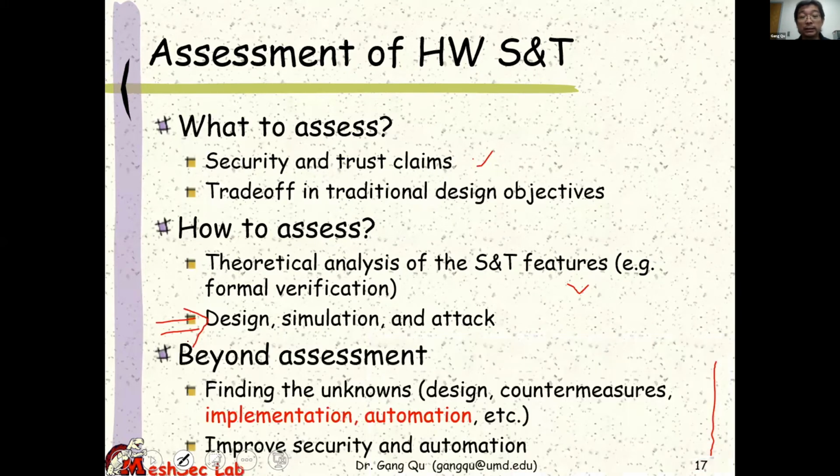And finally, that is something I call beyond assessment. The goal here is not for us to check whether the teams are doing a good job or not. That is one thing, but more important, we're trying to find out whether there are new vulnerabilities.